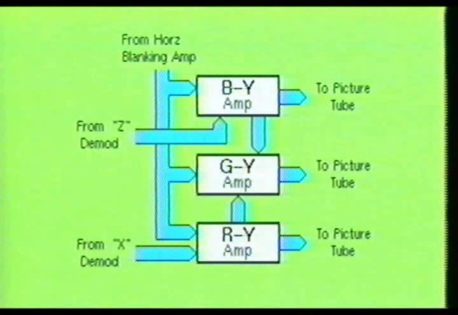The B-Y, G-Y, and R-Y amplifier stages perform two major functions. First, they act as a matrix to convert the X and Z demodulator outputs into the color difference signals. Second, they amplify the color information to a level sufficient to drive the color guns located in the picture tube.